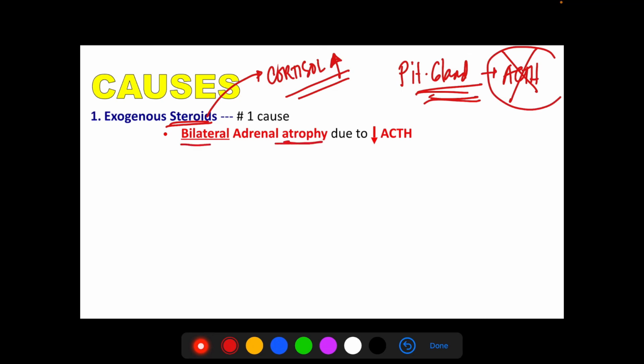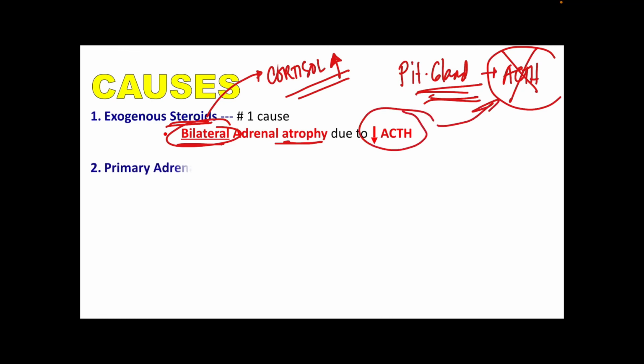And it's a type of bilateral adrenal atrophy. Bilateral because both of the adrenal glands are affected. And again, what's the cause? Because of decreased ACTH.